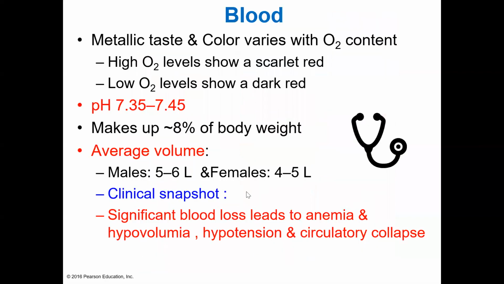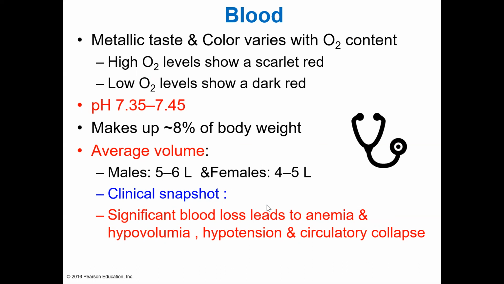Moving on, blood, of course, is important for carrying oxygen. As we said, carrying gas is very important. High oxygen levels show bright red blood, while low oxygen shows a dark red blood. Blood makes up about 8% of our body weight, and we need the blood to transport oxygen.